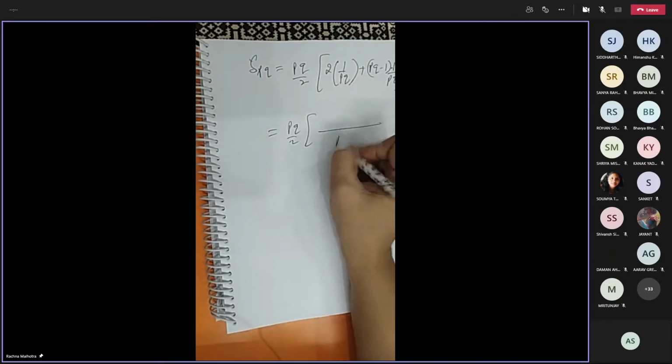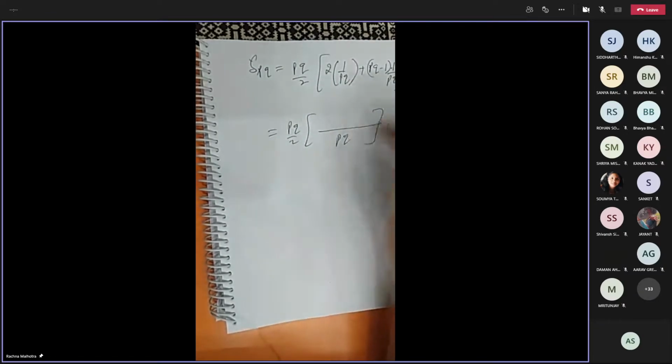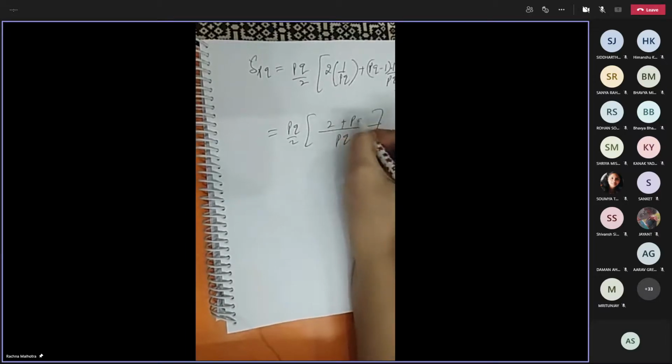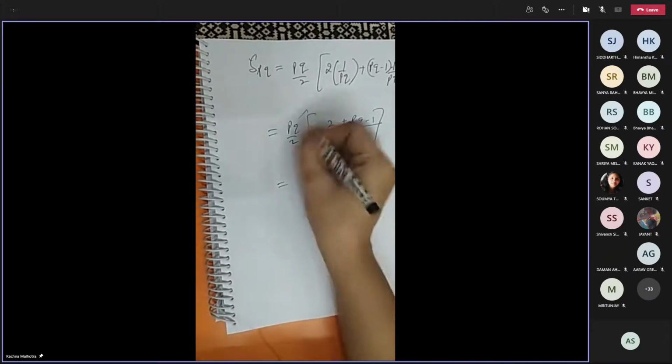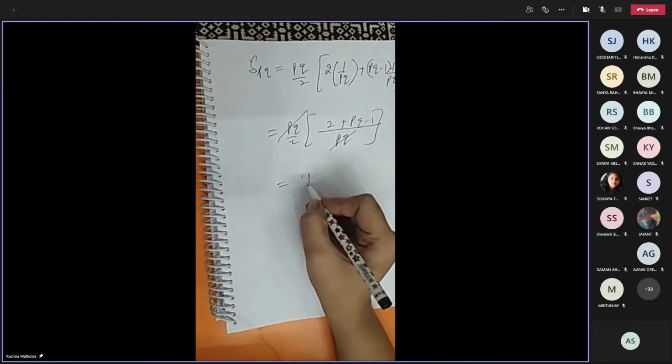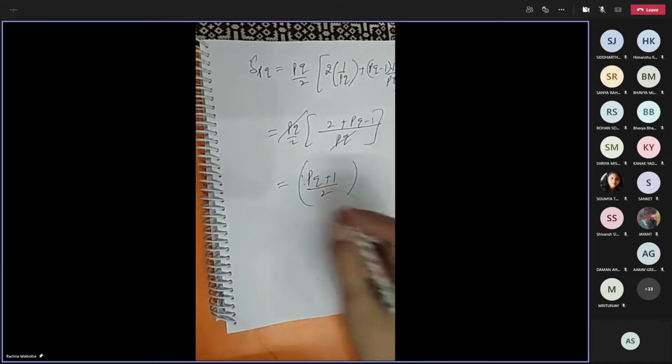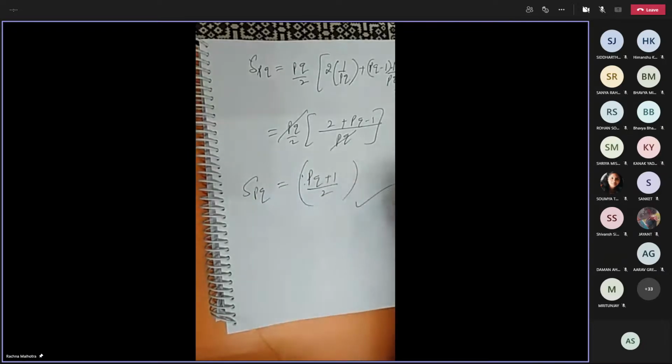So this is the total LCM that we are getting, that is PQ plus PQ minus 1. So you can write this as (PQ plus 1) by 2. This is the sum for SPQ.